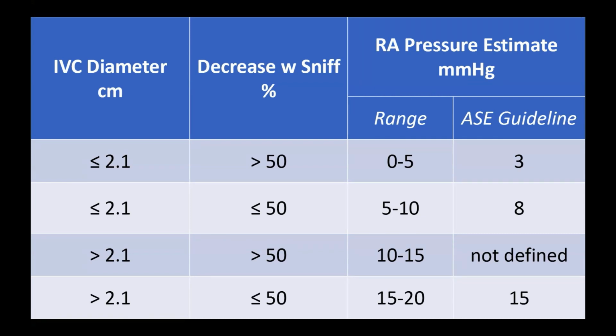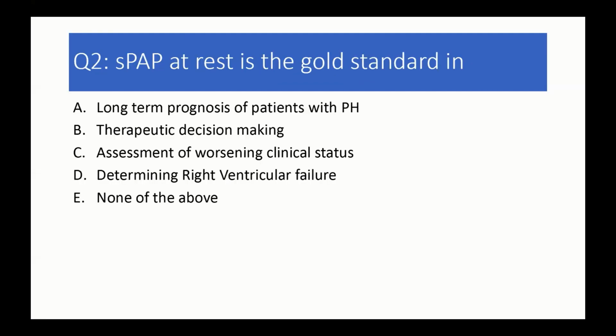If the IVC is small but it doesn't collapse, you give them an 8. If the IVC is big and it does collapse, they don't give you an actual number to use, but the range should be between 10 and 15 millimeters of mercury. And if the IVC is big and it doesn't collapse, then you give the person a 15 millimeters of mercury right atrial pressure. That's what's recommended.